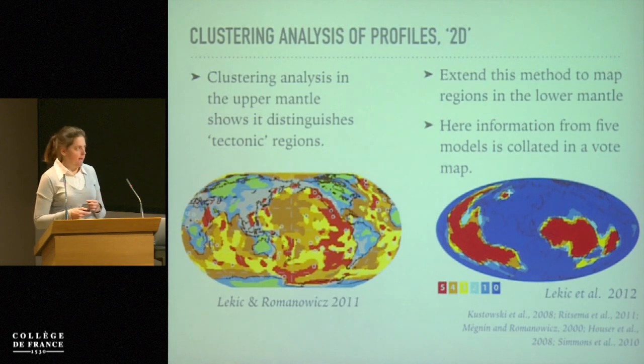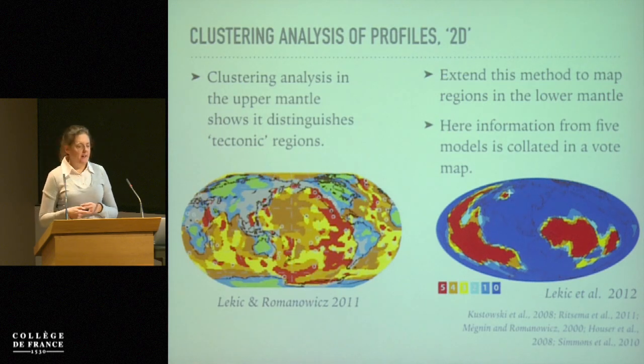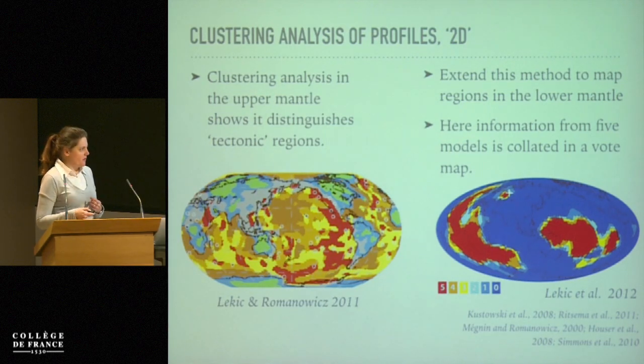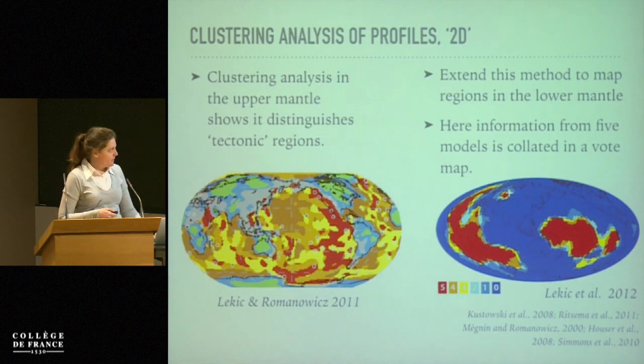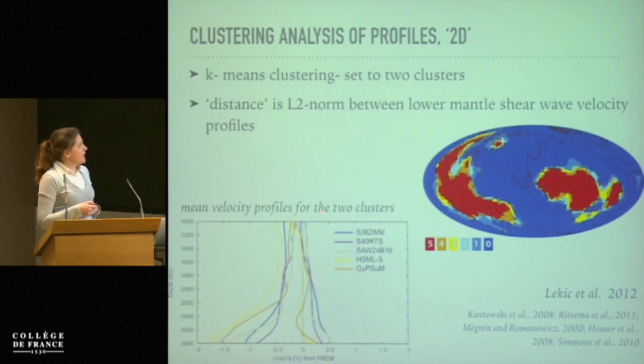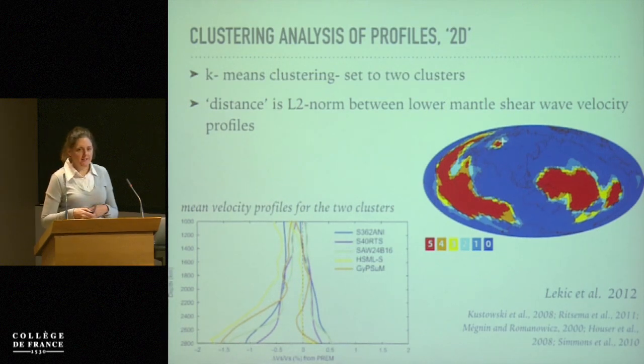So this is showing a vote map across these models. Where it's bright red here, all the models agree on it being a slow profile, and where it's bright blue, all the models agree on it being fast. And you can see on a lot of the boundaries, there's quite some agreement. We set the difference between the profiles as the L2 norm. These are the mean profiles in these different models that come out of this clustering analysis, where you see the clear slow signature and the fast signature. So these are the 2 different families.